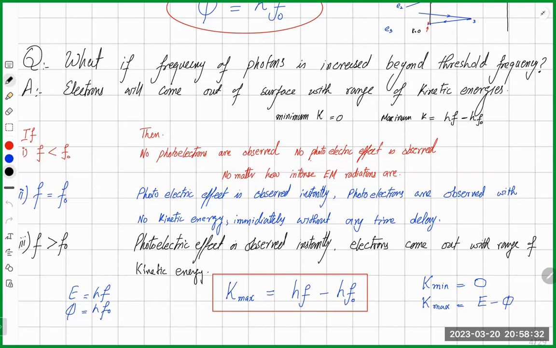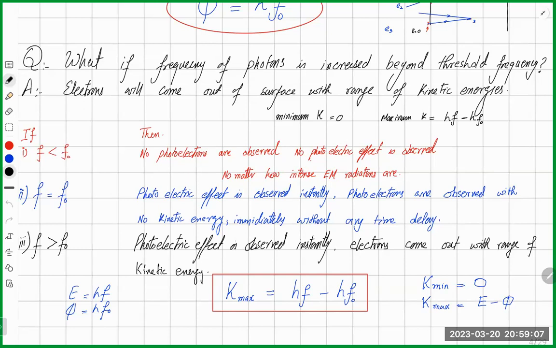Okay. What if frequency is equal to threshold frequency? If frequency is equal to threshold frequency, then electrons will come out immediately with no kinetic energy. Like electrons will not have any kinetic energy, and they will come out of the surface. Those photoelectrons come out with zero kinetic energy because we have just provided energy which is enough for electrons to come out, no additional energy. What if the frequency is more than threshold frequency?